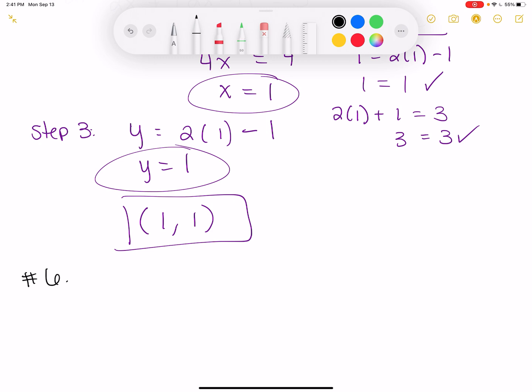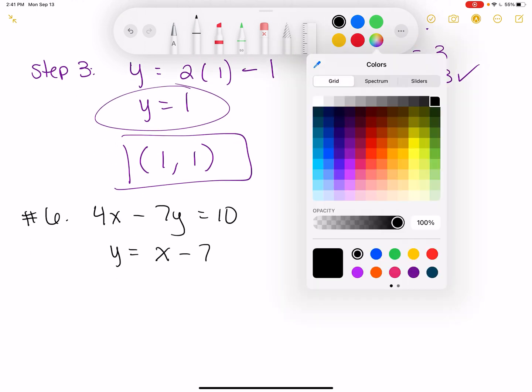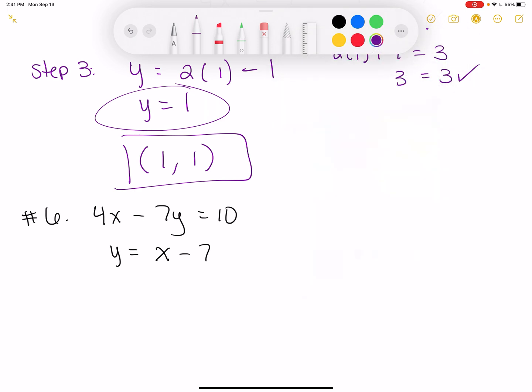Number 6. 4x minus 7y is equal to 10, and y is equal to x minus 7. All right, so I'm not going to write in step 1, step 2, and so on. Is step 1 already done for me? You have to make it. Does one of the equations have a variable by itself? The second one. So this is already ready for me to use. Doesn't it have to be negative 1 or 1?